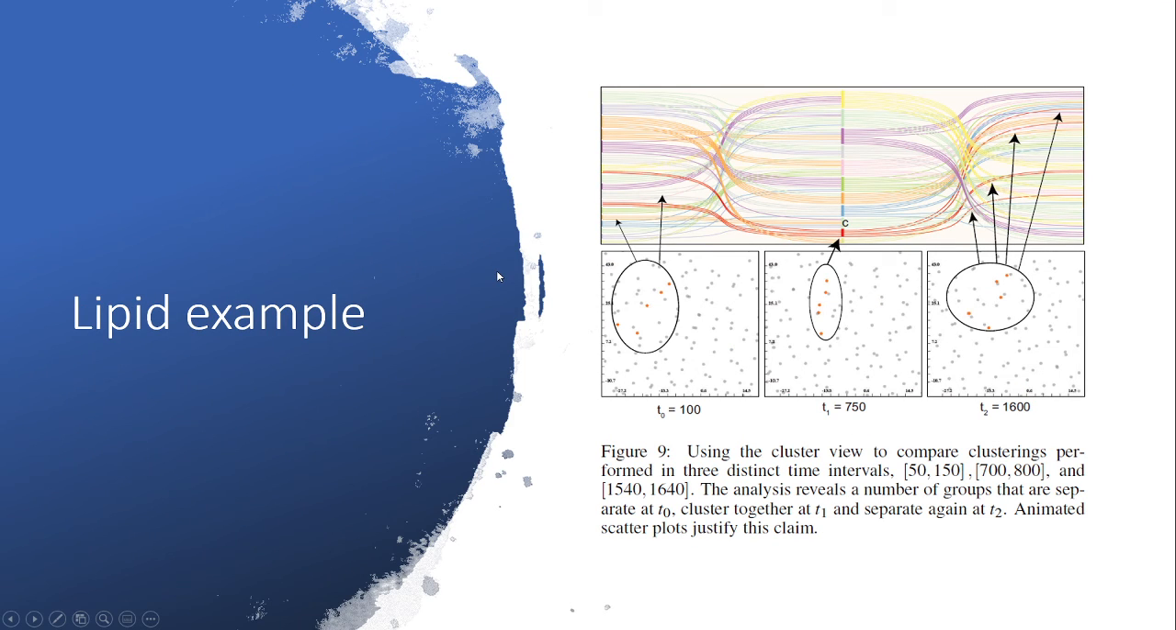So they give a good example of how this is useful in practice with this example in biology of lipids and how they move. So they have different clusterings based off different time intervals. At time interval 100, they notice that these lipids are far away from each other, and then as time goes on, they actually come together and form a cluster. And then later on, at the end of their time interval, they spread apart again. So you can see how the data flows through your different clusterings.